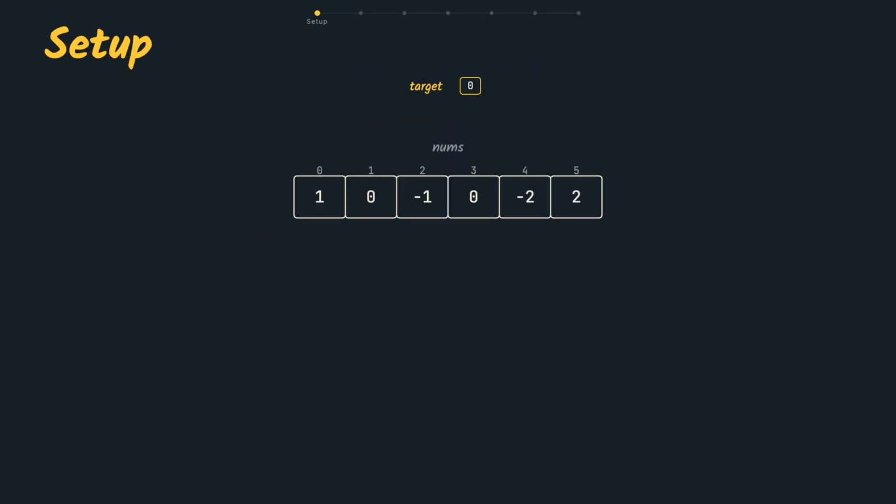Take this list. The target is 0. 3 different quadruplets work, and we want all of them. Highlight the answers: -2, -1, 1, 2; -2, 0, 0, 2; -1, 0, 0, 1. Notice the second answer uses both zeros. Same value, different positions. That's allowed. Same indices twice is not.